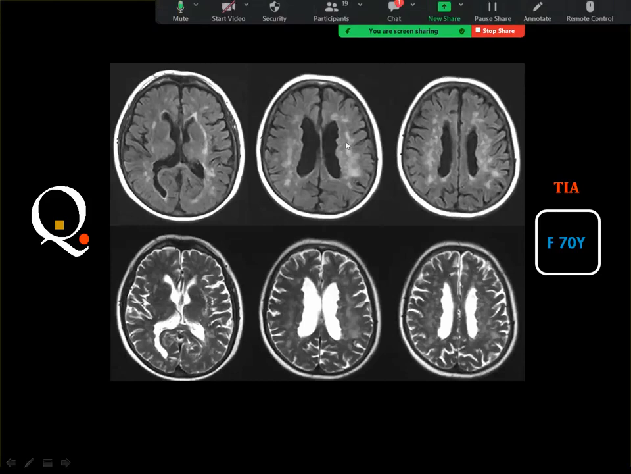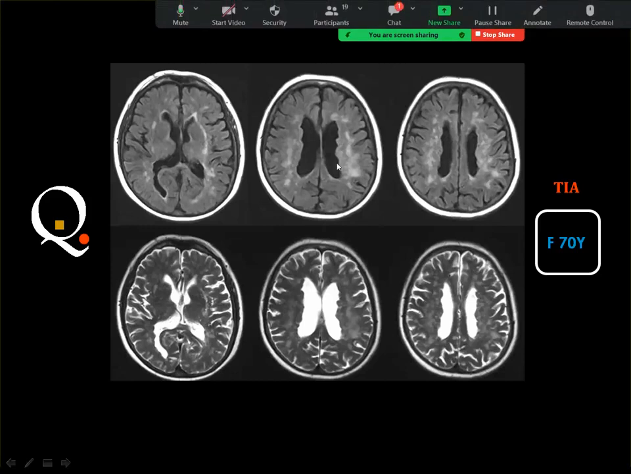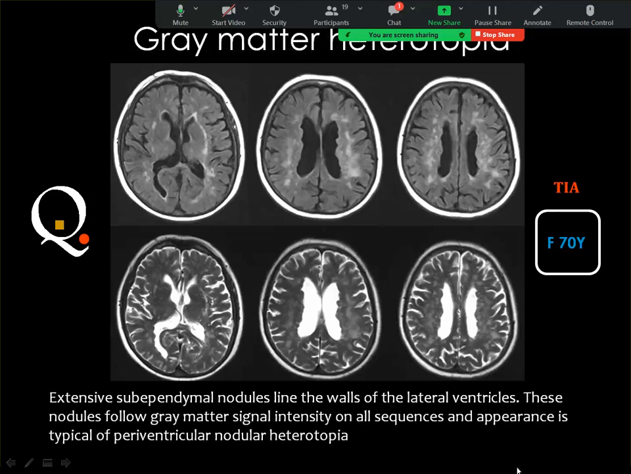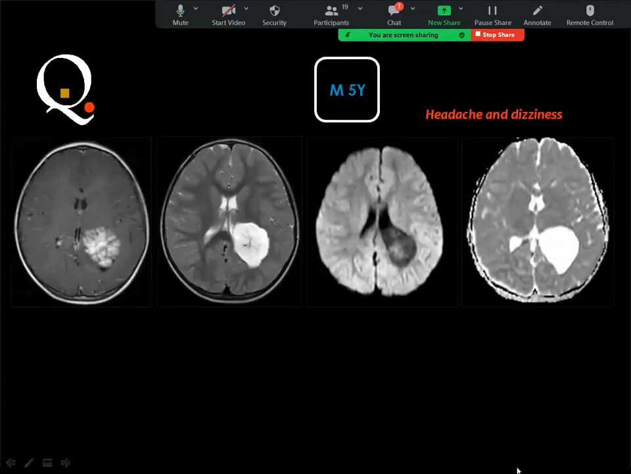You have multiple subependymal nodules of similar signal to the cortex in the T1, the FLAIR, and the T2 weighted images. This represents islands of gray matter in the wall of the ventricle, together with ischemic changes in the white matter because of the age of the patient. This is gray matter heterotopia.